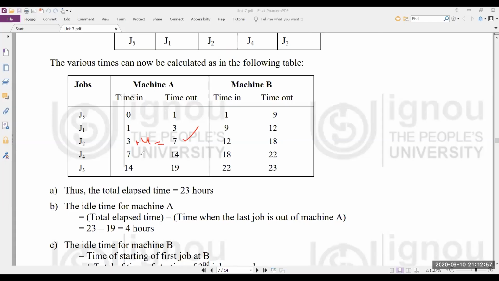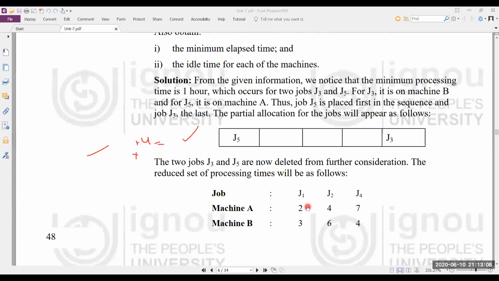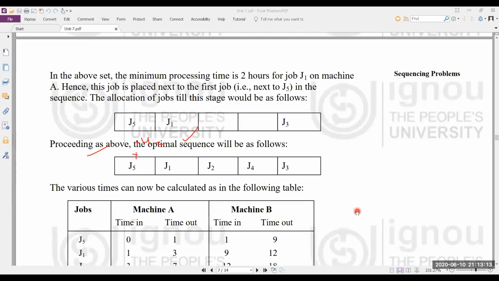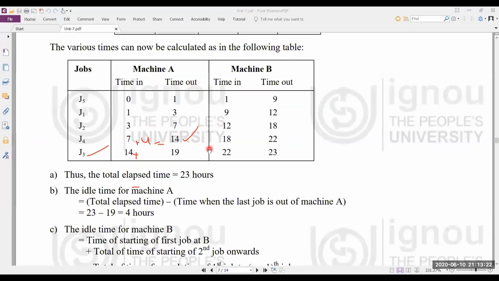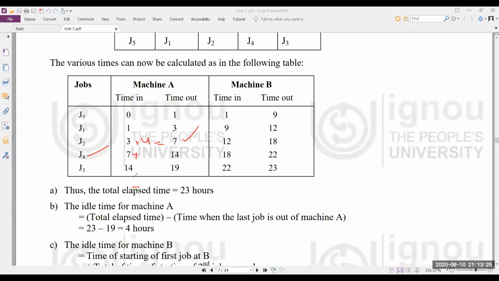And after the 7 hours, it takes another job, J4. How much time will it take on J4? It will take 7 hours on machine A. So 7 plus 7 is equal to 14. So in this way, the work goes through all the jobs.